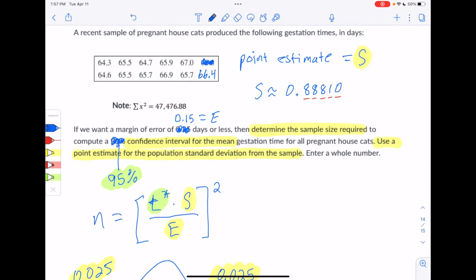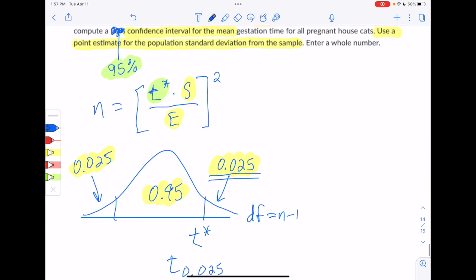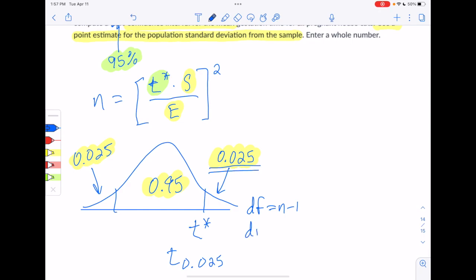But we found this S right here using this sample. That sample had a size of 11. So what t-score we should use is tied together with the S we used. The S came from a sample of size 11, so we're going to use a DF of 10 when we find the t-score that goes with that S. All right, so two key things. We want T of 0.025 with a DF of 10. So let's go ahead and head to our formula sheet and find that.